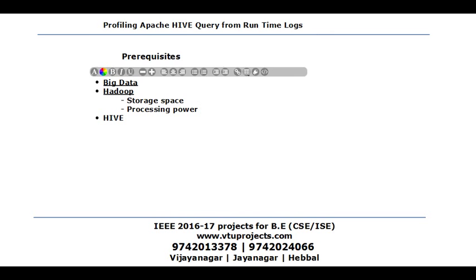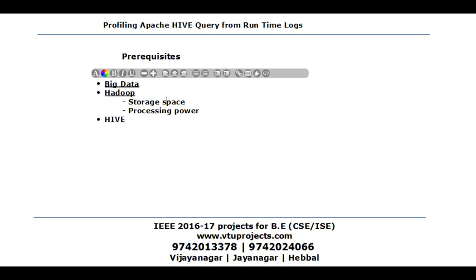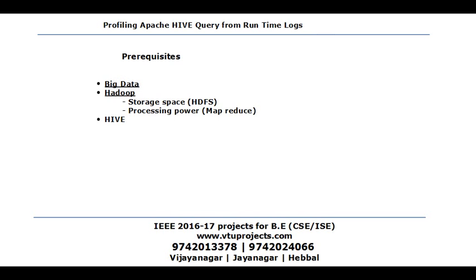In other words, I can give an alternative name for this. The storage space capability provided by Hadoop, we call it HDFS, whereas the processing power capability of Hadoop, we call it MapReduce. I'll make it clearer in a minute. The meaning of HDFS is Hadoop Distributed File System. This is the storage medium where data will be stored in Hadoop.